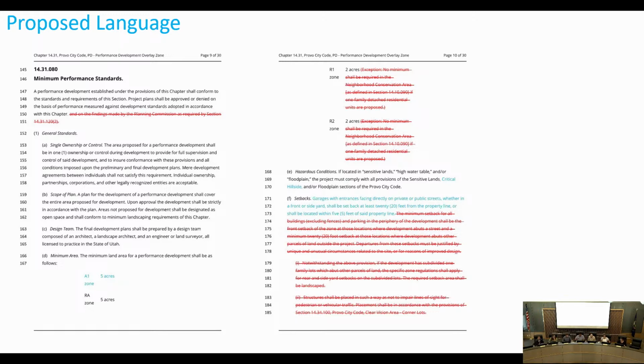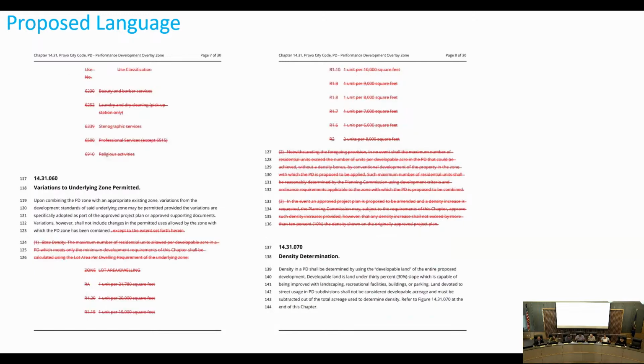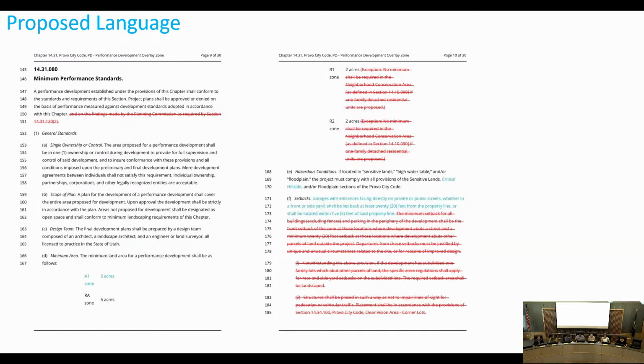Okay, back one page. You guys were so glad when I was gone. I'm sorry. Line 148, minimum performance standards. It says project plans shall be approved or denied on the basis of performance measured against development standards, blah, blah, blah. Do you need to say by staff or by planning commission in that particular sentence? I don't know if we need to, but I'll check with Brian Jones on it.